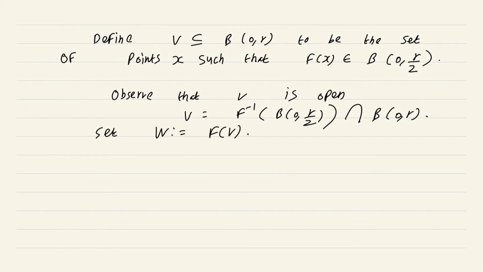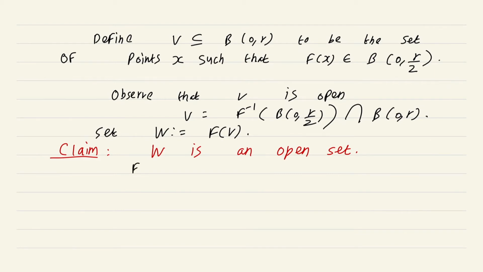So first of all, another claim. The second claim of this proof: W is an open set. W is an open set. Now this claim is somewhat tricky to prove. Let's get to it right away.